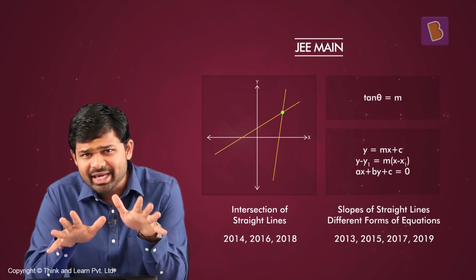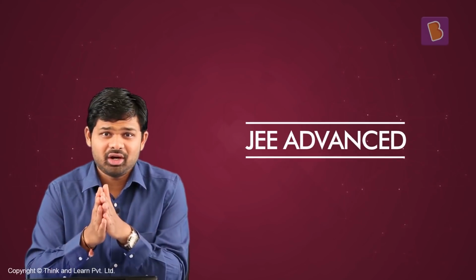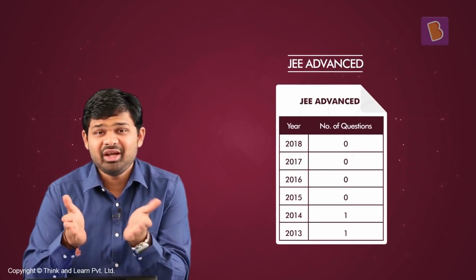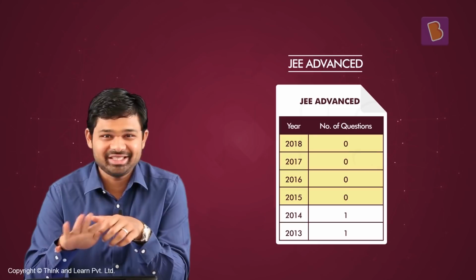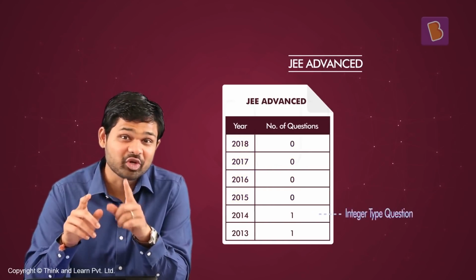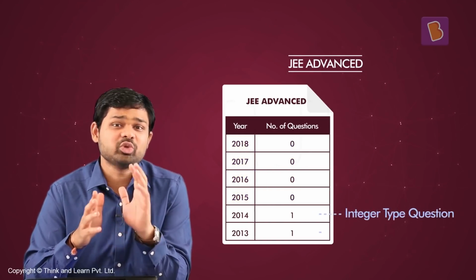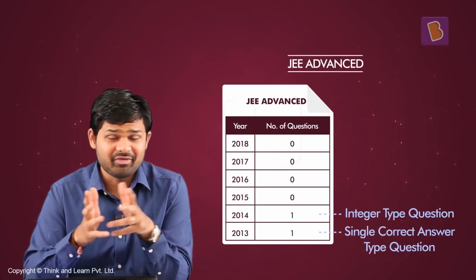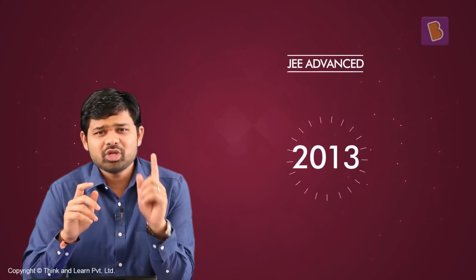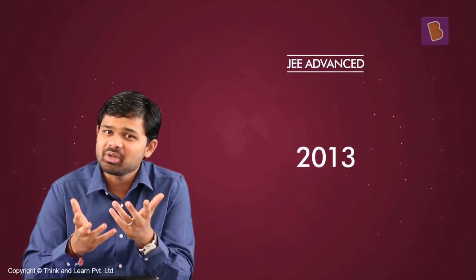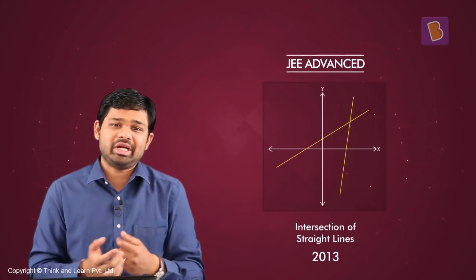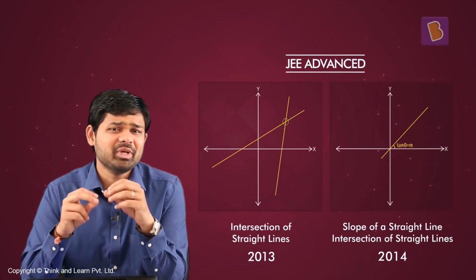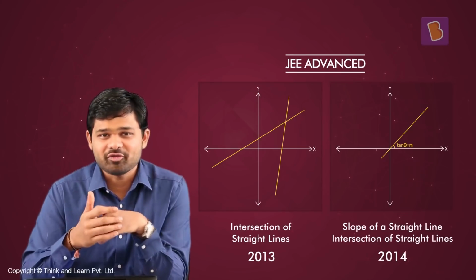Now, that is not the case in the advanced examination. Not every year do questions come directly from straight lines in the advanced examination. In fact, in the past 4 years, no question has come from straight lines. 2014, there was an integer type of question. 2013, there was a single correct answer kind of question in the advanced examination. In 2013, the question was a very simple one, which was based on intersection of straight lines. And in 2014, the question had to do a little bit with slopes and intersection of lines.